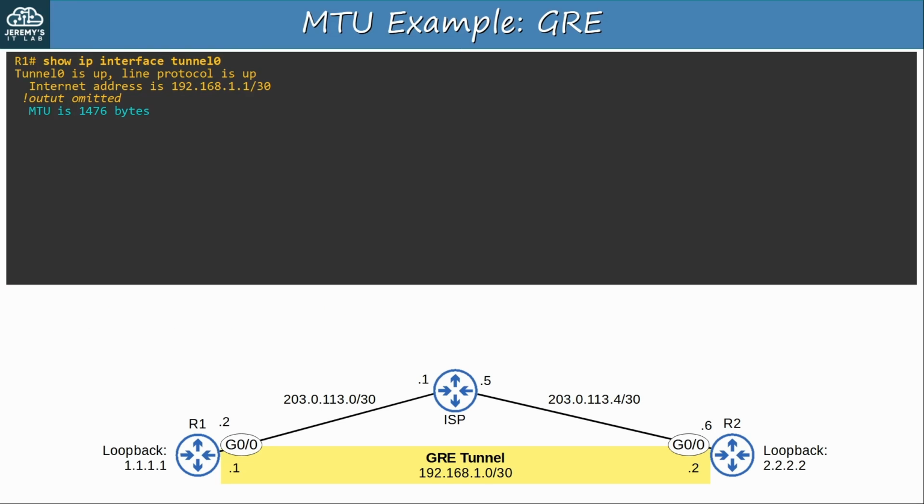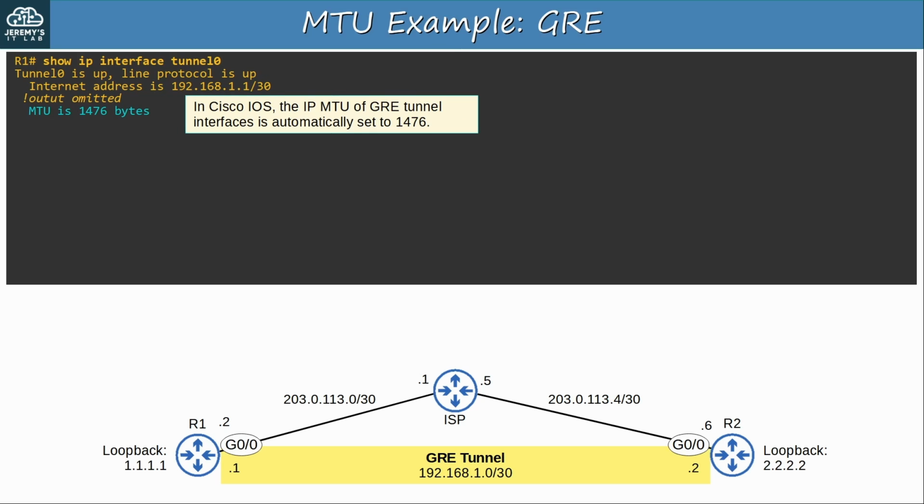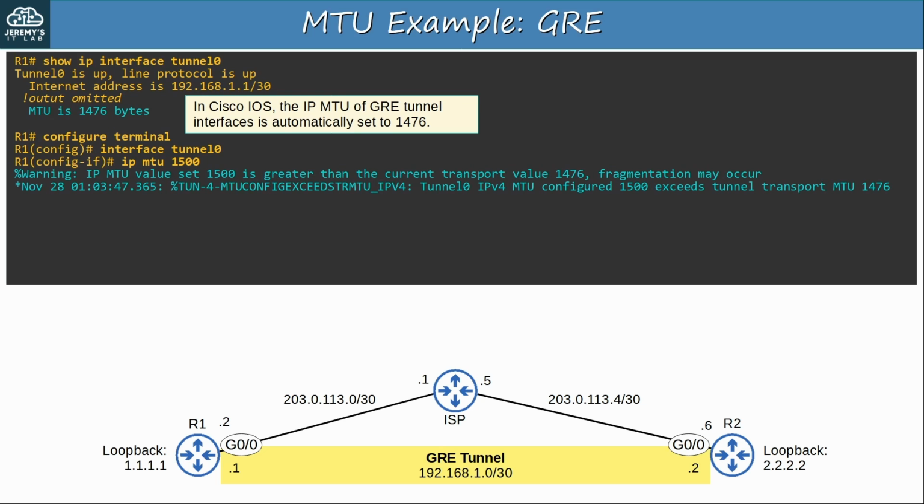Now let's examine the tunnel interface. I used show ip interface tunnel 0, and as you can see here, in Cisco IOS, the IP MTU of GRE tunnel interfaces is automatically set to 1476. No need to manually configure it. Now let's see what happens when I configure it to 1500, like the standard IP MTU. I get a warning message and a syslog message.